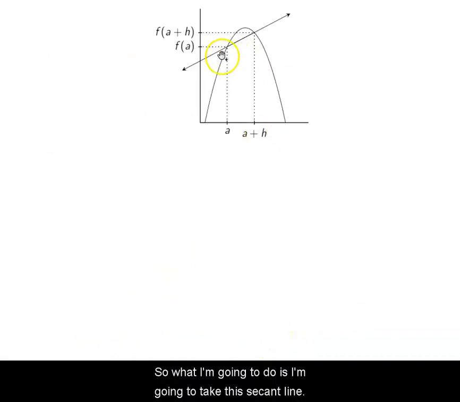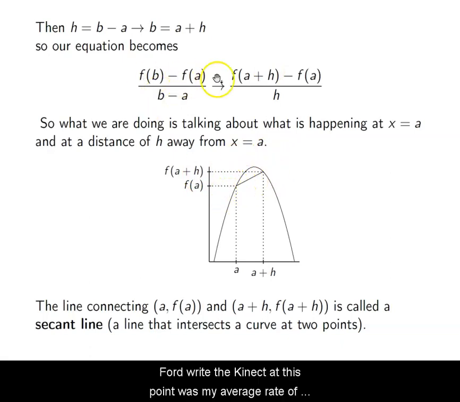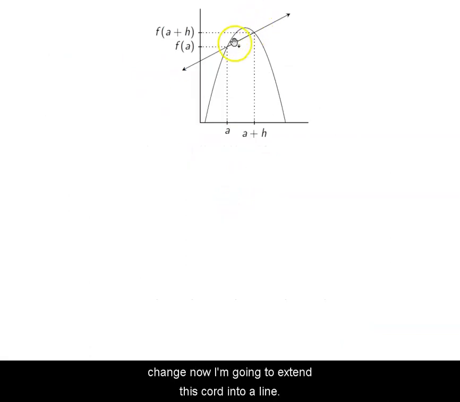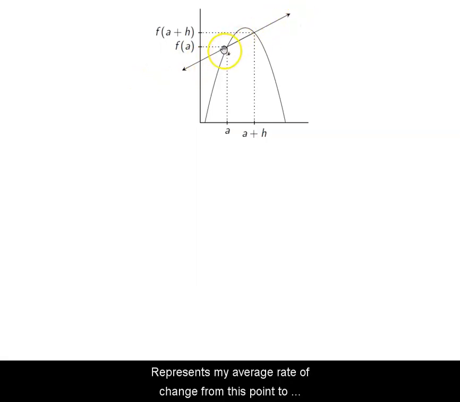So what I'm going to do is take this secant line. Before, the slope of this chord that connected these two points was my average rate of change. Now I'm going to extend this chord into a line, and the slope of this line represents my average rate of change from this point to this point.